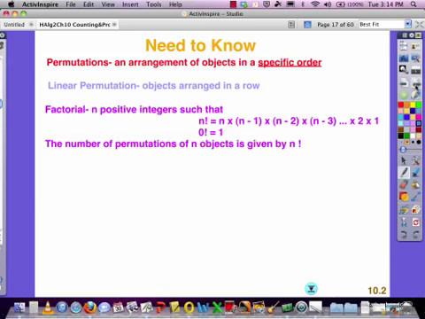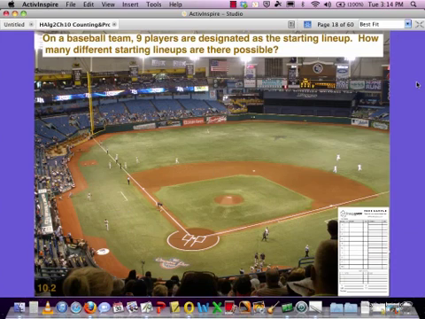So knowing that, the number of permutations of n objects is given by n factorial. The number of ways 3 things can be arranged would be 3 factorial, which is 3 times 2 times 1. So that's your definition of how we start.